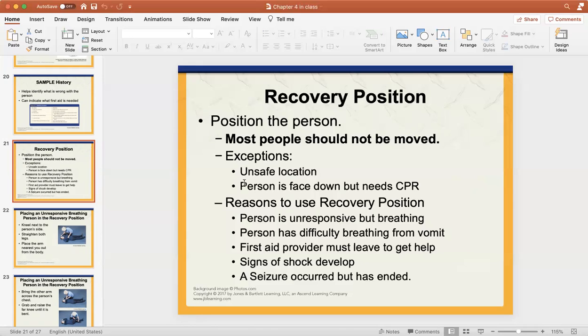Is the location unsafe? If the location is unsafe and you need to move the person, this is when you would move them. Or is a person face down but needs CPR? If the person is face down and you realize that they are unresponsive and not breathing, you need to turn them over so you can perform CPR. So there are several reasons to use the recovery position. A person is unresponsive, but they're breathing. And we will go into why you put these people into the recovery position.